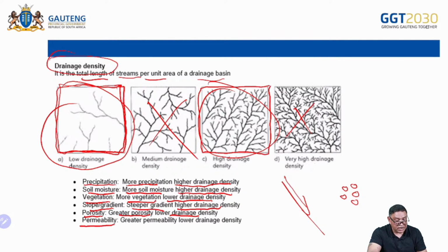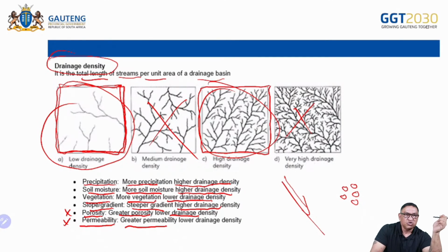Then permeability. Remember, there's a difference here: porosity is the pore size, the gaps. Permeability is the ability of rocks to absorb water. And obviously, if rocks absorb more water, less will flow on the surface and there will be fewer stream channels. And what do you notice about this, learners? The emphasis is on infiltration. If the infiltration is less, then more water will flow on the surface and we'll have more stream channels.